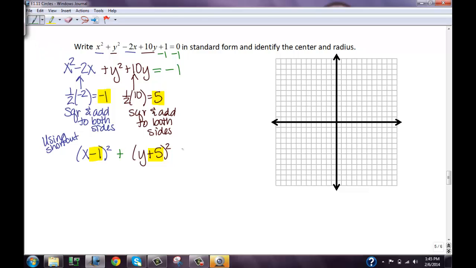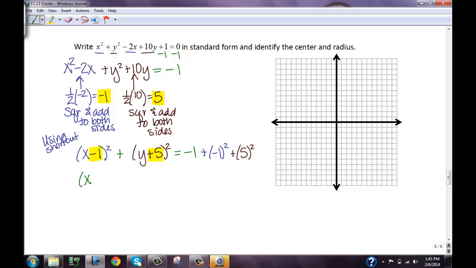And then I do need to remember to add those squared values to the right hand side. So when I took half the middle term with my x's here in blue, I got -1. So I need to add -1 squared to the right. And then when I did my y's and took half the y term, I got 5. So I need to add 5 squared on the right hand side to accommodate for the y completing the square. And now I just simplify.